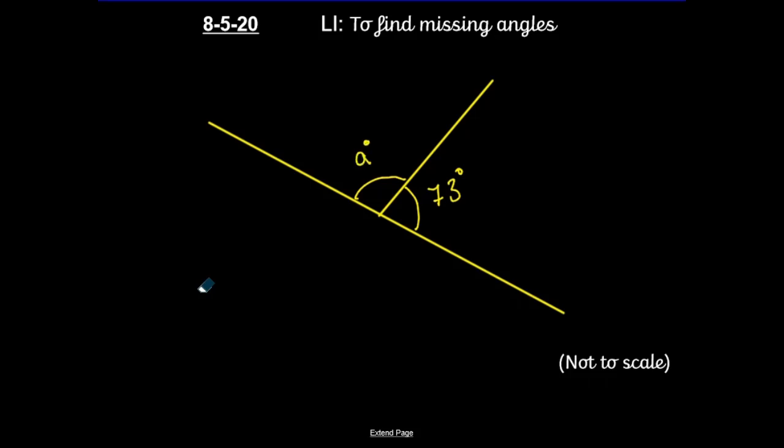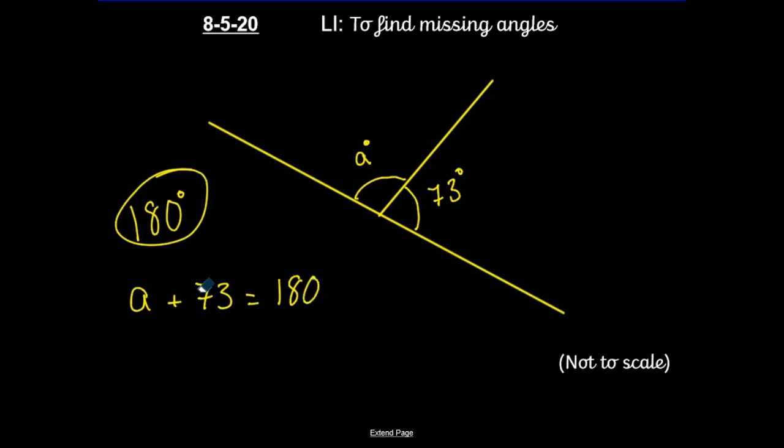What is angle A? Well, on a straight line, it's half a circle. So on a straight line, the total sum of degrees is always going to equal 180 degrees, like a half turn. So think about it this way. If you know that A plus 73 is equal to 180 degrees, so this plus this is equal to 180 degrees, what is the missing angle?